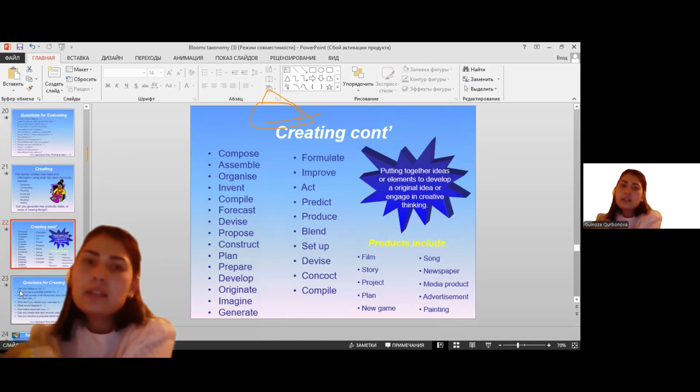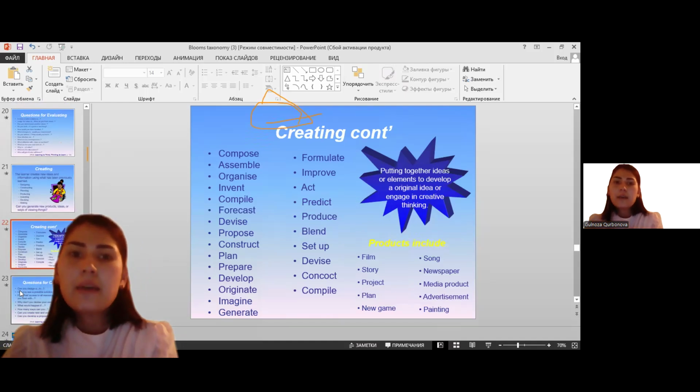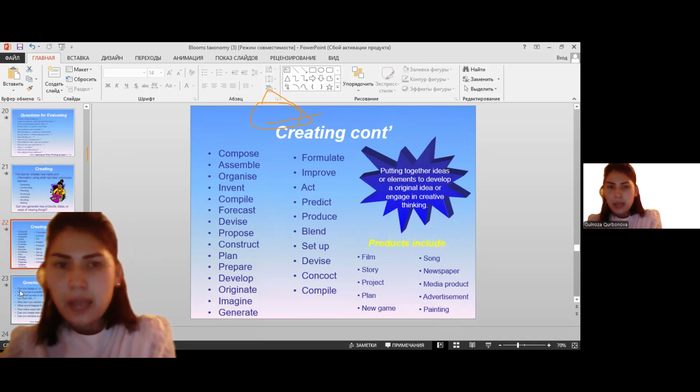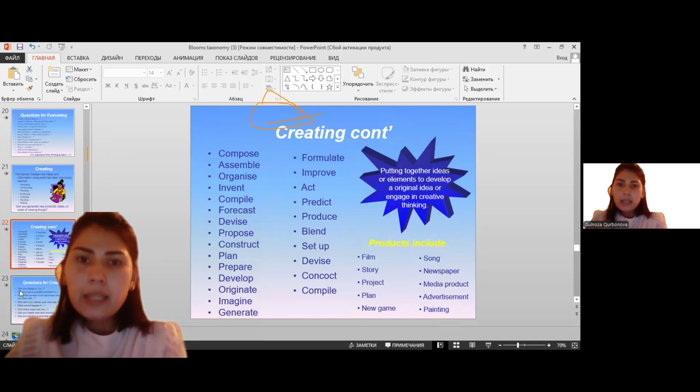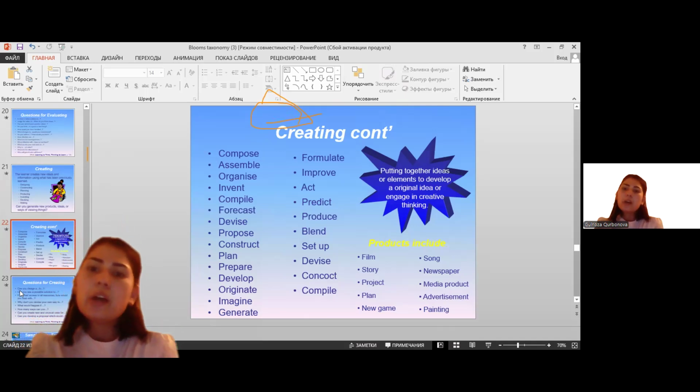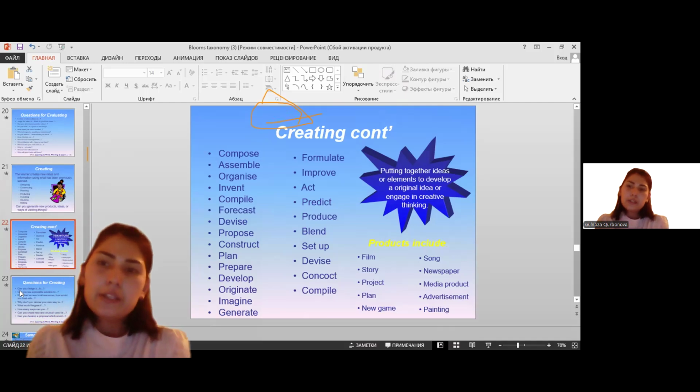Creating content: compose, assemble, organize, invent, compile, devise, propose, construct, plan, prepare, develop, originate, imagine, generate, formulate, improve, act, predict, produce, blend, set up, compile, film. Products include a project, plan for new games, song, newspaper, media product, advertisement, and painting.